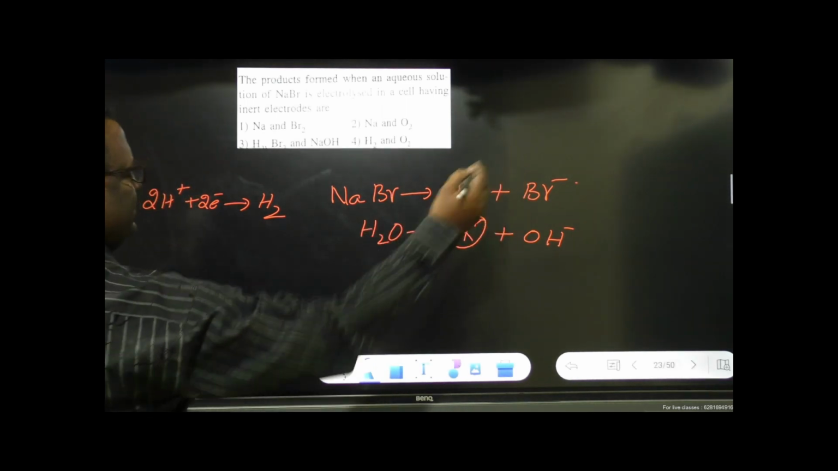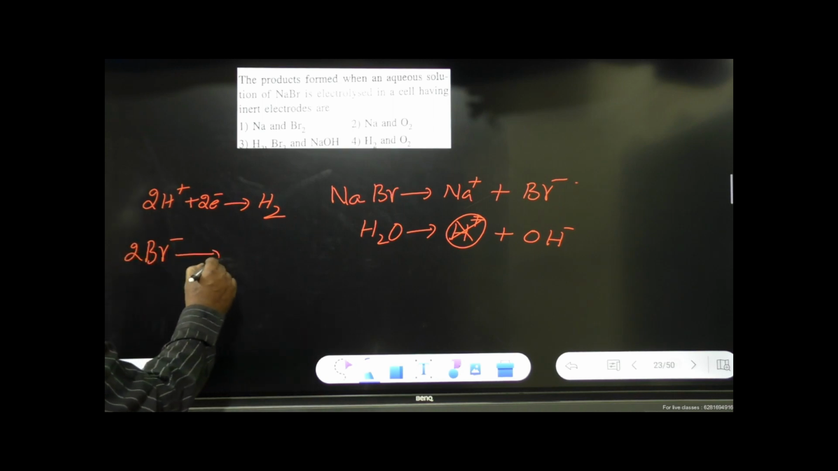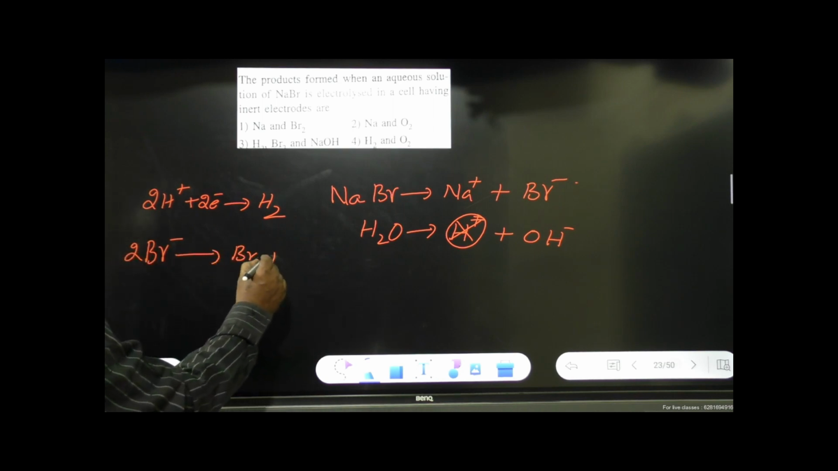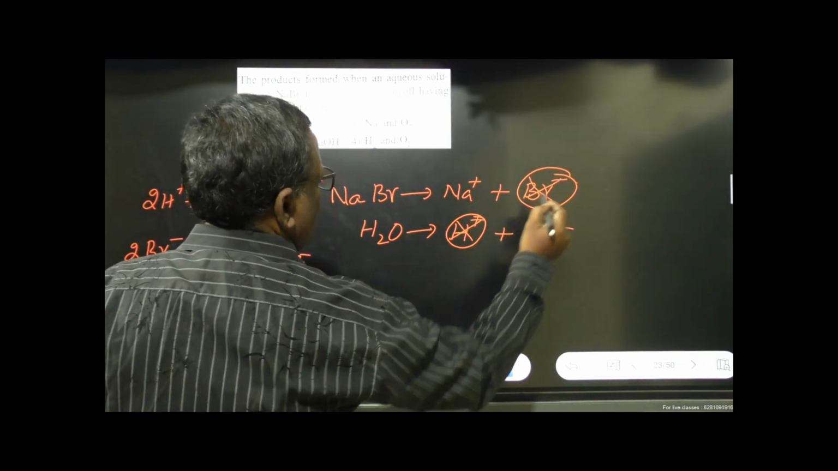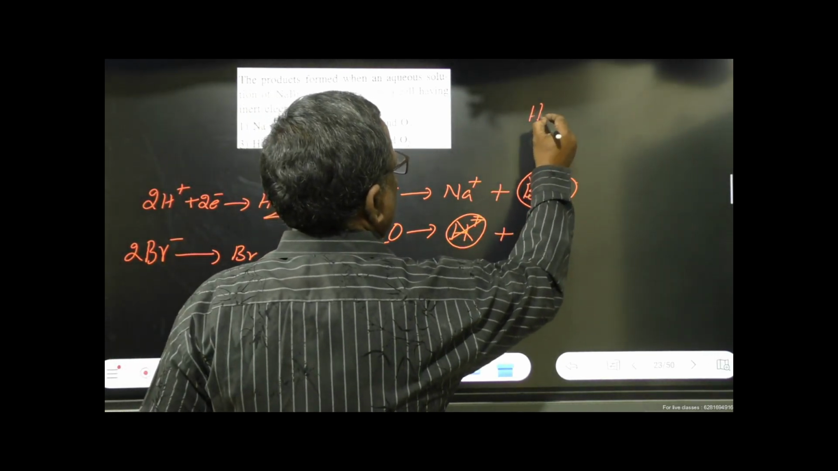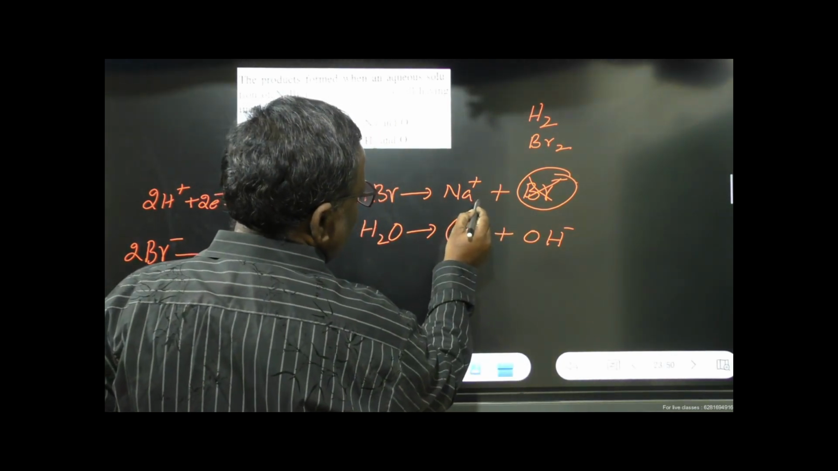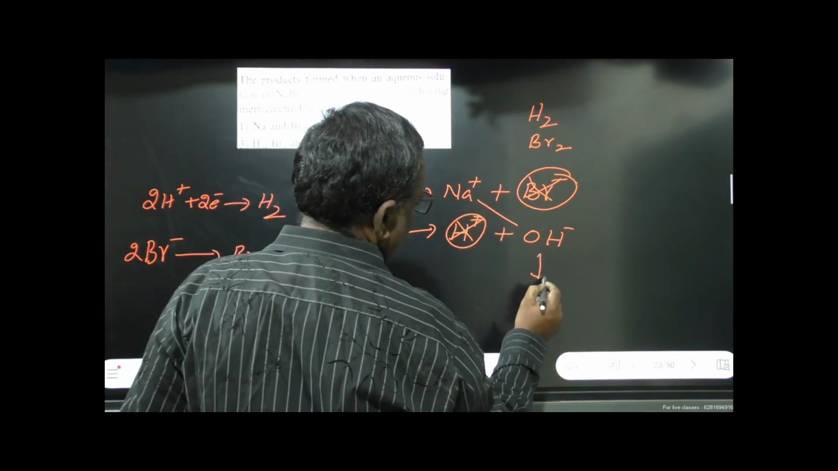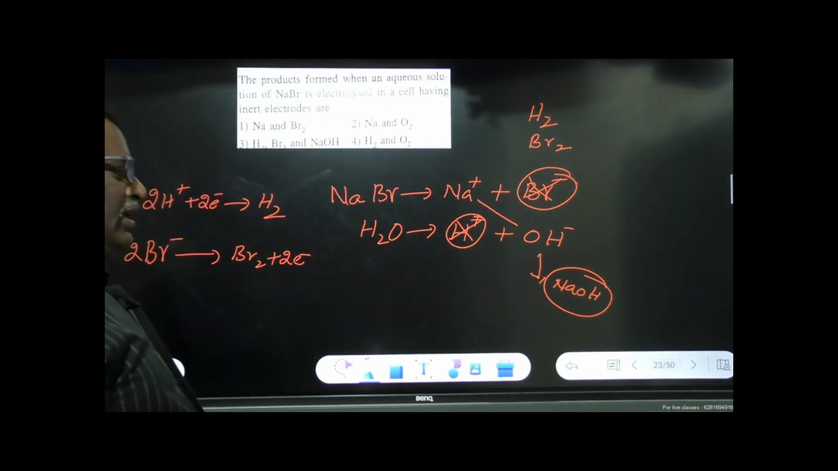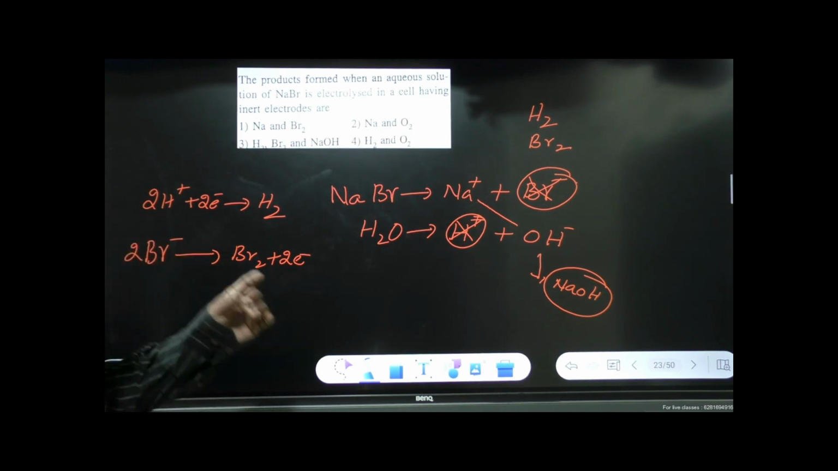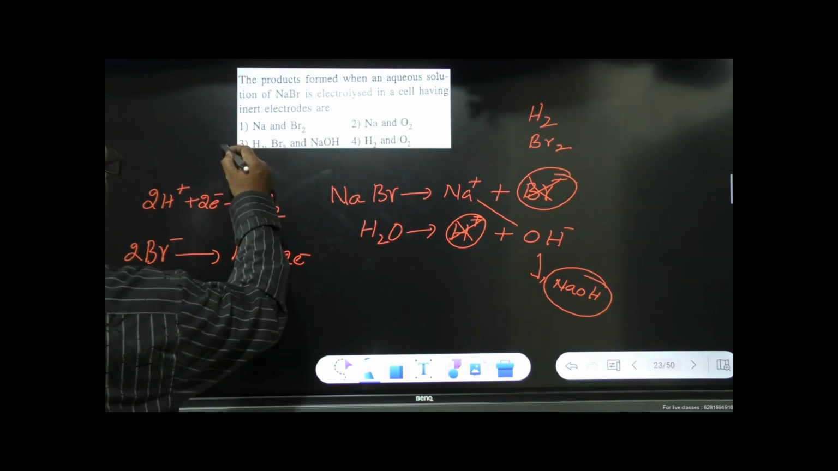Then out of Br- and OH- ions, Br- ions are discharged. 2Br- gives Br2 plus 2e-. So H2 is discharged at the cathode, Br2 is discharged at the anode. Then the remaining ions are Na+ and OH-. These two combine to form NaOH in the solution. So in the electrolytic cell you have NaOH, at the anode you have bromine, and at the cathode you have hydrogen. So third option is correct.